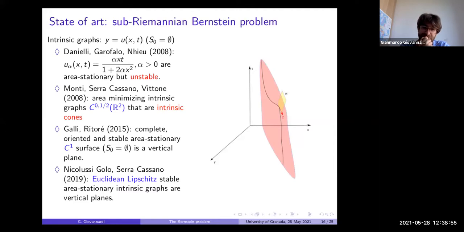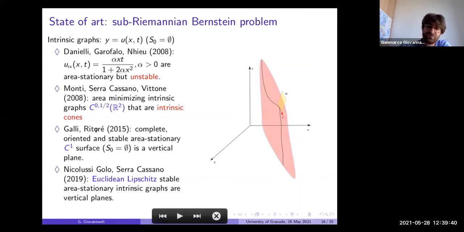After that, Galli and Ritoré in 2015 showed that a complete, orientable, stable surface that is C1 and has empty singular set is a vertical plane. And after that, Nicolussi Golo and Serra Cassano showed that under Euclidean Lipschitz regularity, a stable area stationary intrinsic graph is a vertical plane. So also for graphs we have to assume the stability, of course.